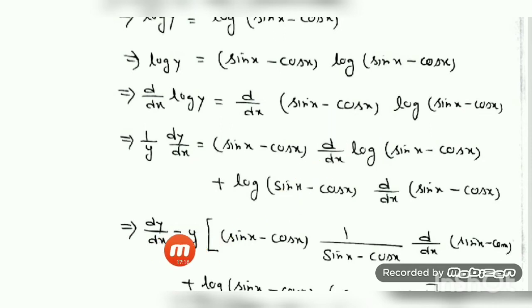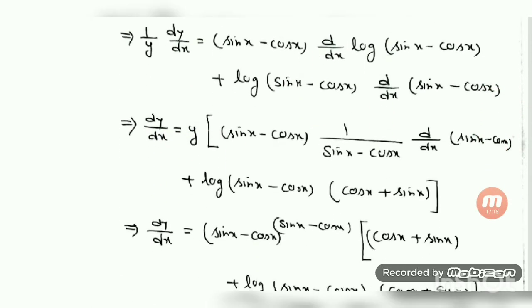Do the simplification. What is dy/dx? I have just brought this y also together, at the same step, to the right side. This is sin x minus cos x. You have to think of it as x. The derivative of log x is 1 by x, into d/dx of (sin x minus cos x). Log of (sin x minus cos x) and d/dx of this is equal to what? d/dx of sin x is cos x, d/dx of cos x is minus sin x.